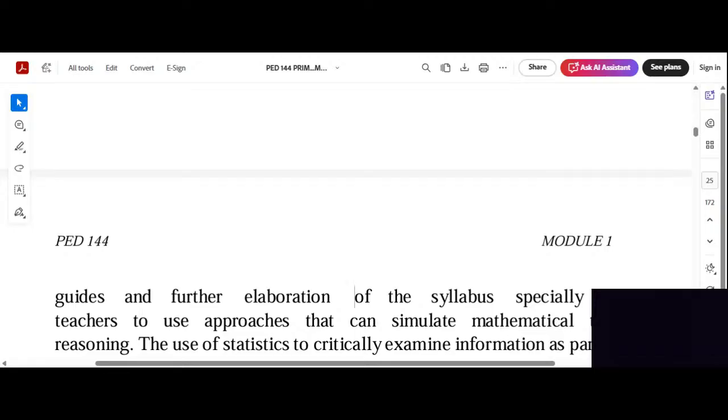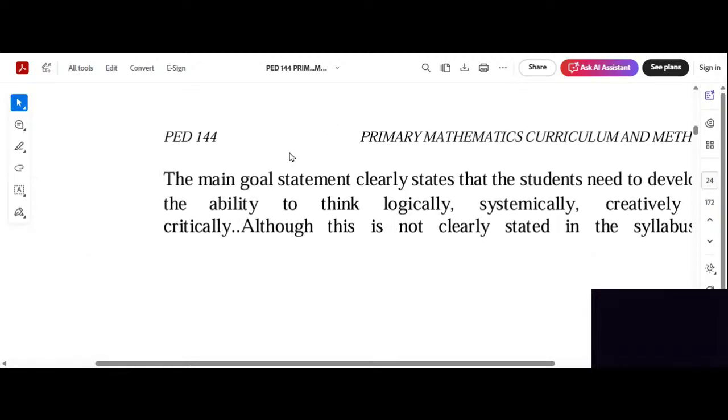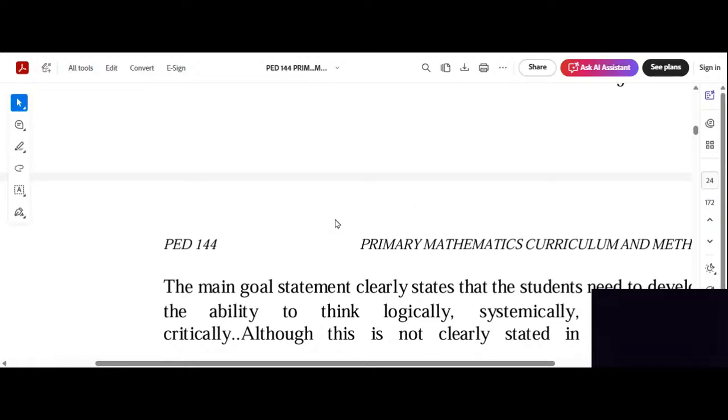Now, another thing that we can see there is under mathematics, sorry, what am I even saying? Yes, this part that we're talking about now, mathematics as reasoning.